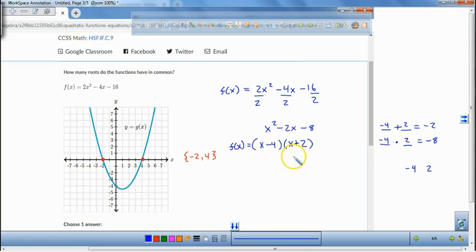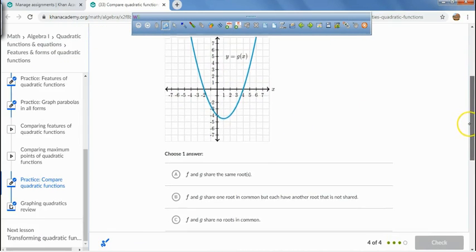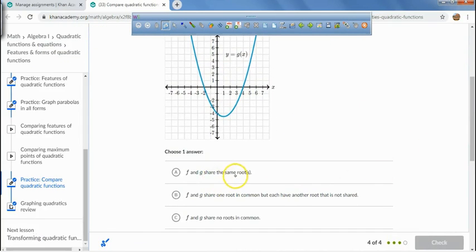Alright, so what number would you plug in to this equation to make it equal to 0? What number minus 4 equals 0? 4. What number plus 2 equals 0? Negative 2. So our solution set's going to be negative 2, comma 4. Interesting. They share the same zeros. Maybe they're not the same equation, but they do share the same zeros. So we say they share the same roots, which is the same as zeros, or solutions, or x-intercepts.